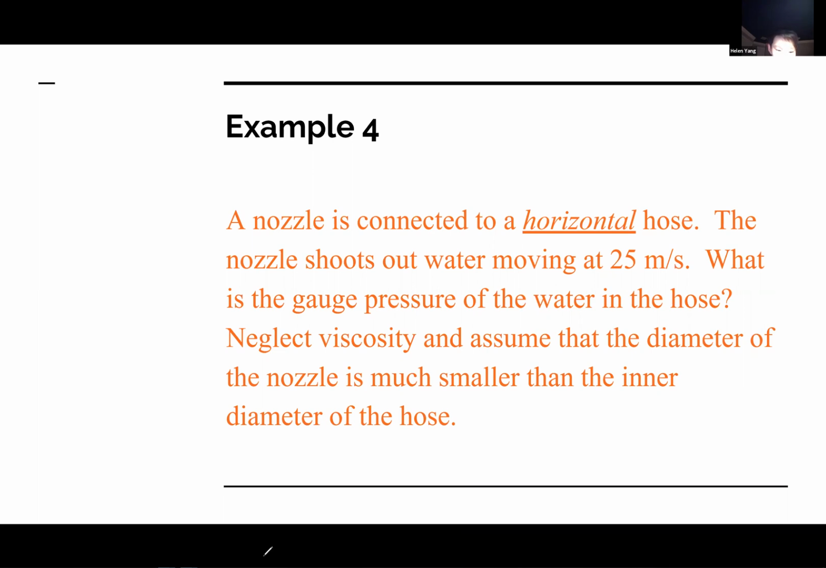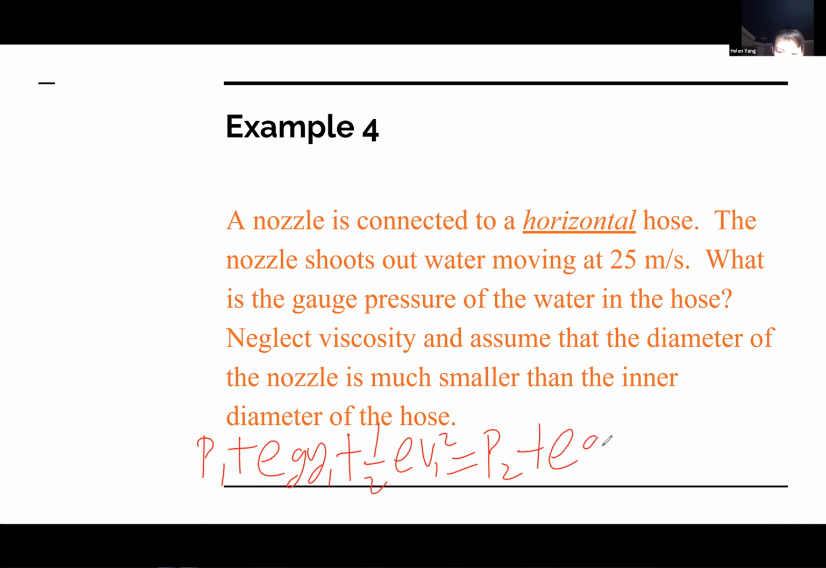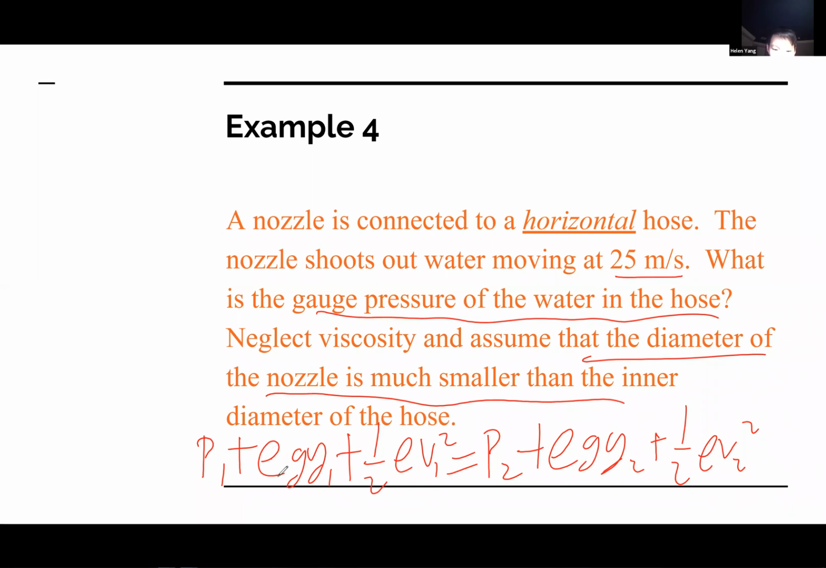I have a question that needs Bernoulli's equation, so it would be P1 plus the potential plus 1/2 rho V1 squared is equal to the second pressure plus the same terms. The question says a nozzle is connected to a horizontal hose. The nozzle shoots out water moving at 25 meters per second. What is the gauge pressure of the water in the hose? The diameter of the nozzle is much smaller than the inner diameter of the hose.